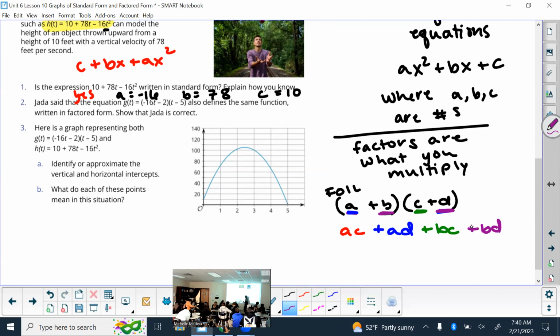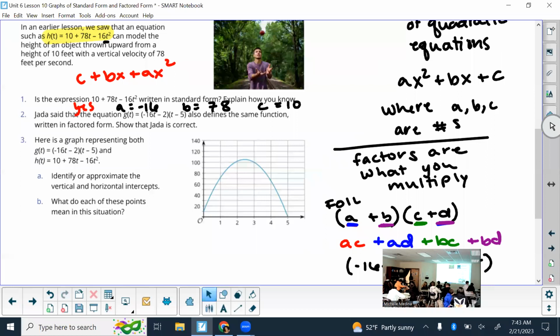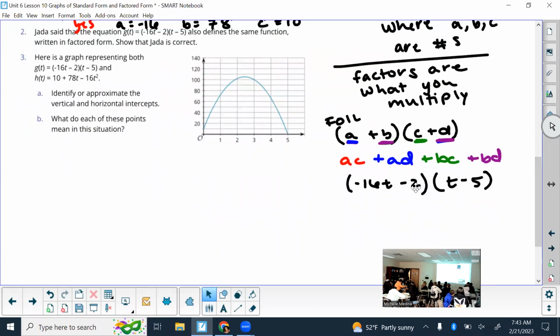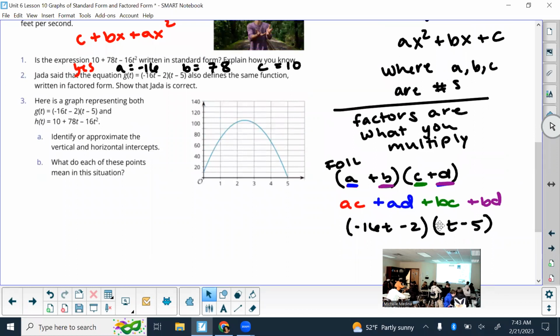So I'm going to have you see if Jada is correct by foiling this problem: negative 16t minus 2 in parentheses times t minus 5 in parentheses. So now try that method with this. Question? All right, it's okay if you're slightly confused. I've never taught you this before. This is the first time. So just try it out. Try the first, outer, inner, last, and see what you get. You would know because you would have multiplied it together and seen if it was the same as what we had originally. Who thinks that these are the factors of our given equation? Raise your hand.